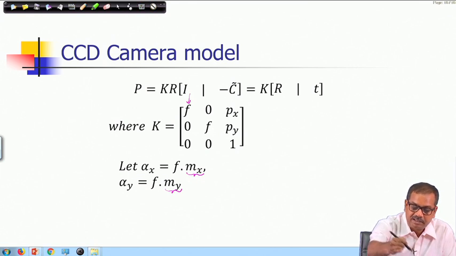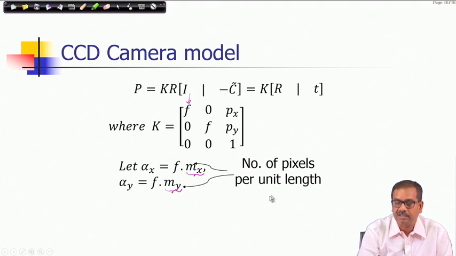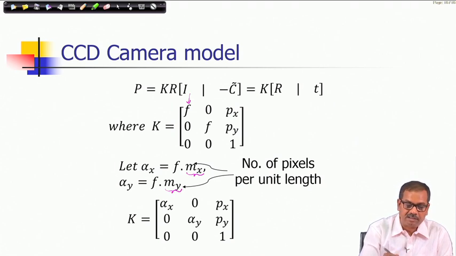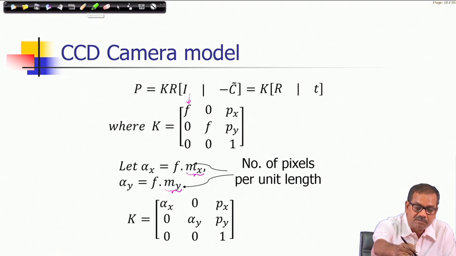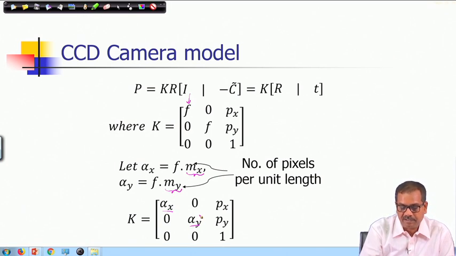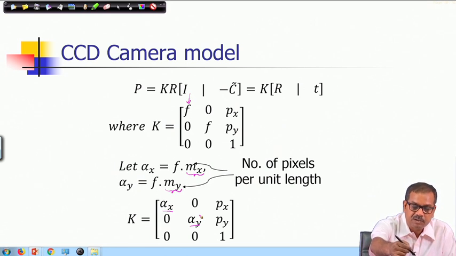So, this means that our camera calibration matrix, when we are considering the number of pixels per unit length along the x and y axes, will look like this. It is alpha x, alpha y. These are the diagonal elements. Instead of f, we now have alpha x and alpha y, which take care of the pixel resolutions of the camera.